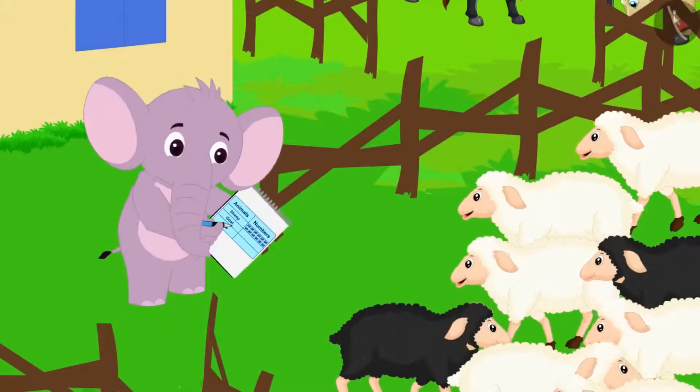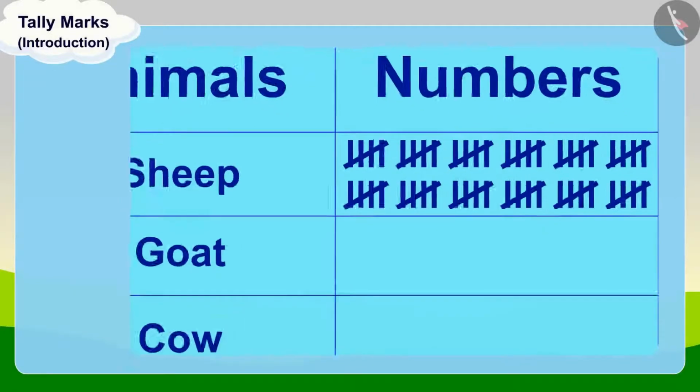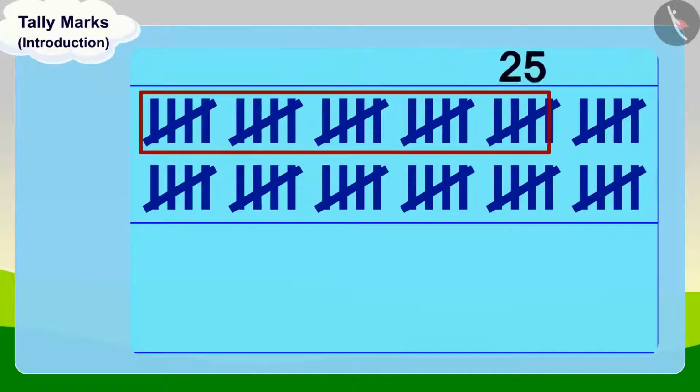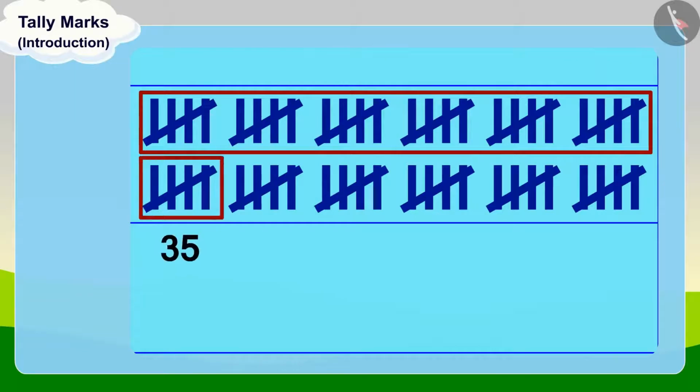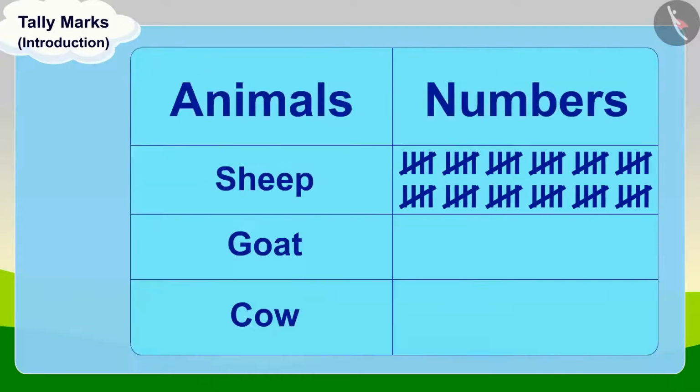Appu got very excited. He immediately began counting those groups of 5. 5, 10, 15, 20, 25, 30, 35, 40, 45, 50, 55 and 60. There are a total of 60 sheep.